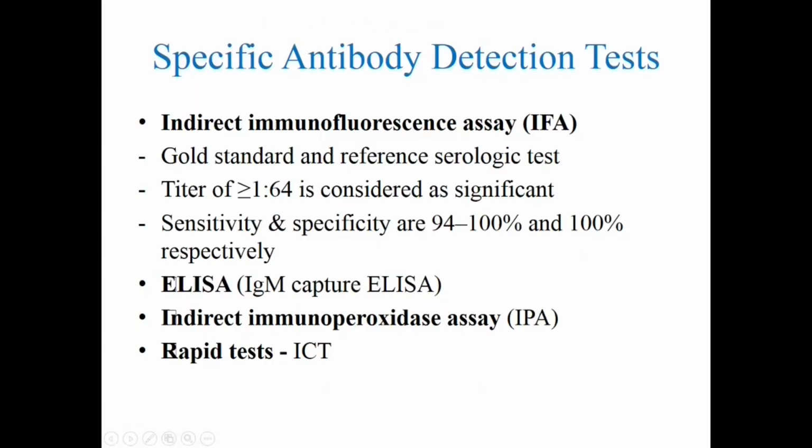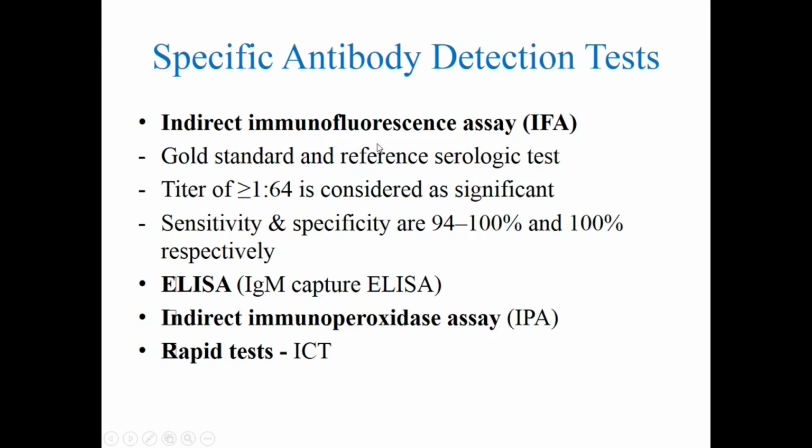Fortunately, today we have specific antibody detection tests, though they are very difficult to perform in the laboratory. Even here in NEIGRIMS, we don't have this indirect immunofluorescence assay, but this is the gold standard test, where we look for specific antibodies to Rickettsia and use specific antigens. A titer of more than 64 is considered significant, and the sensitivity of this IFA is 94 to 100% and specificity is 100%.